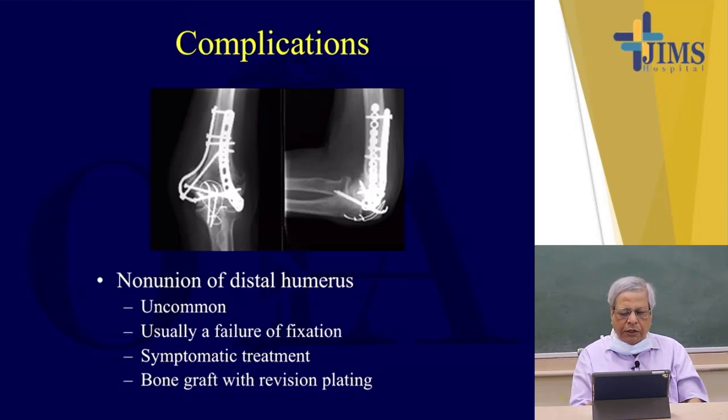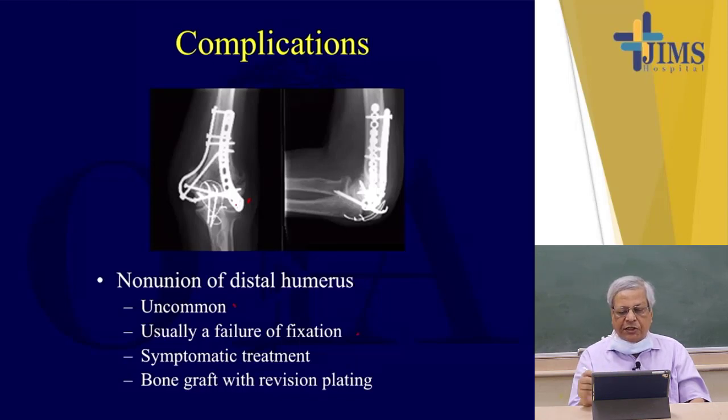Complications: non-union of distal humerus is uncommon. If you can fix it, suppose this is a contoured plate. This is on the medial side. This plate is already bent, comes this way. This plate comes this way, bent this way. These are called contoured plates. Well, initially you may not get 100% movement, but chance of non-union is really much less.